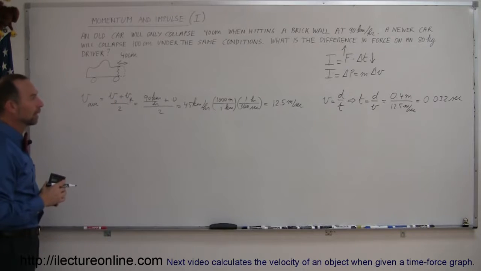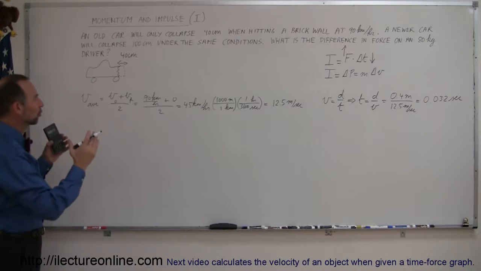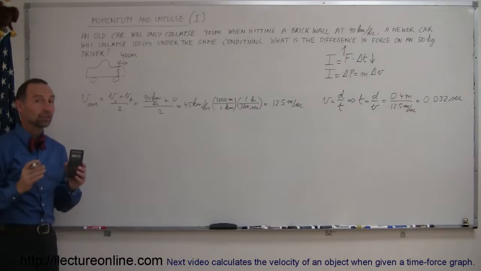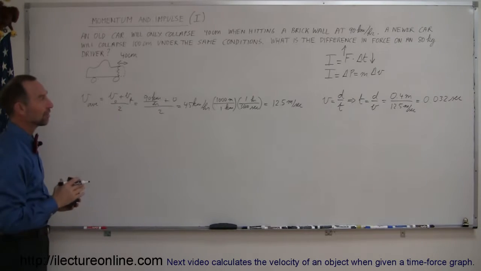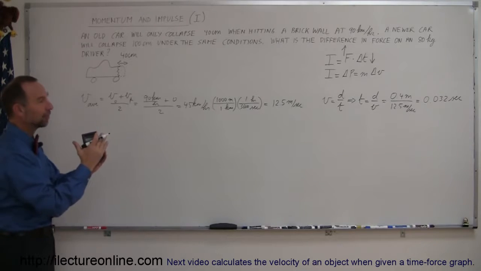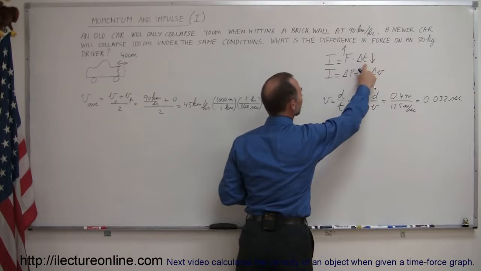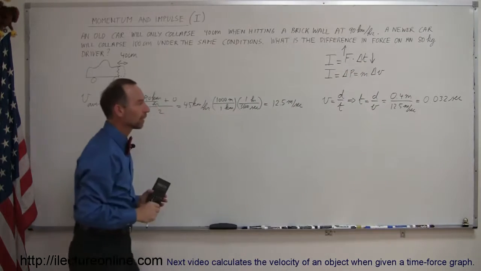How much time would it take for a newer car that has a much greater distance to collapse? Newer cars are built so that the whole front end collapses. The driver and the passenger are still safe inside the compartment, but the whole front end collapses, giving more time to slow down. Meaning the delta T will not be as small. That means the force will not be as great.